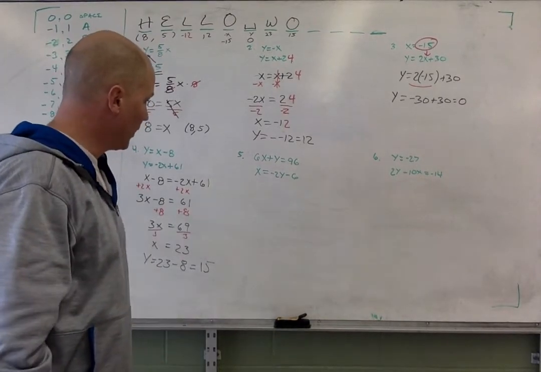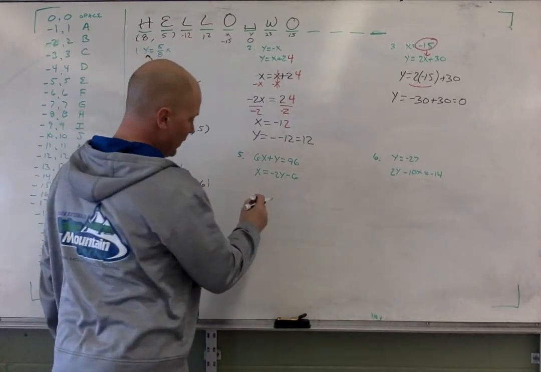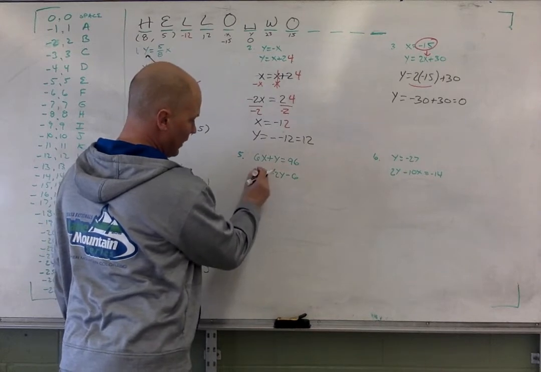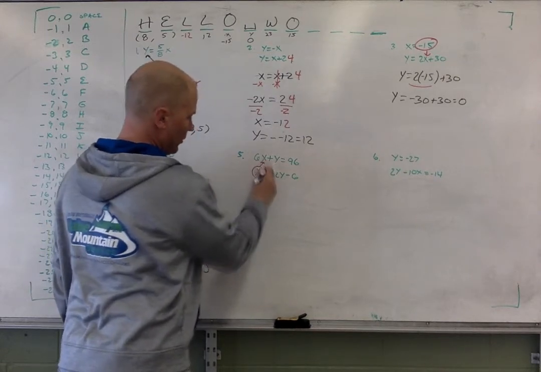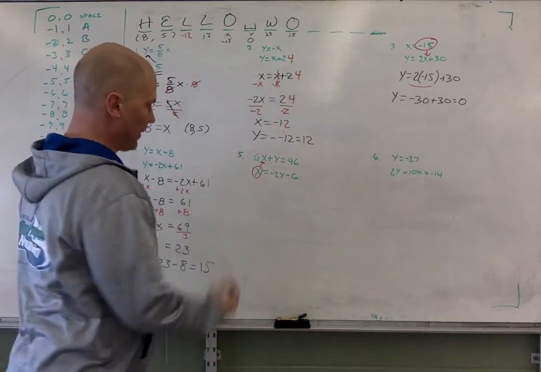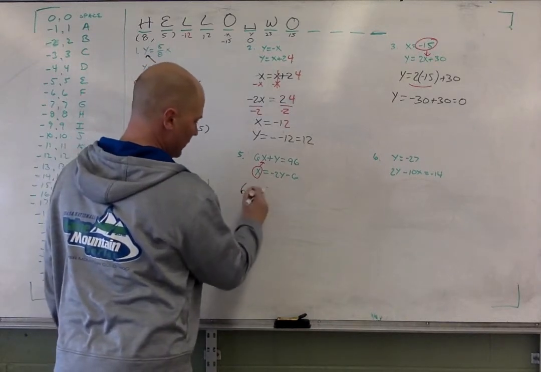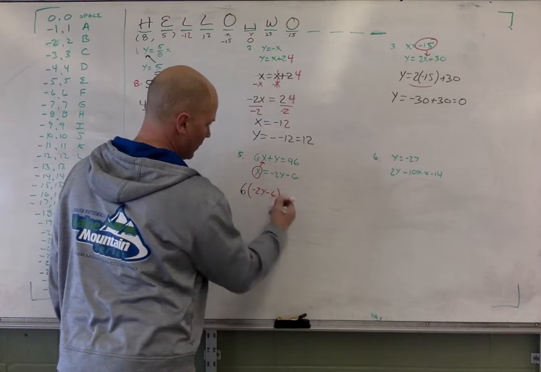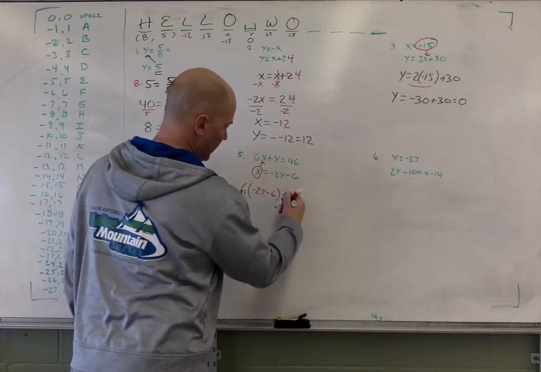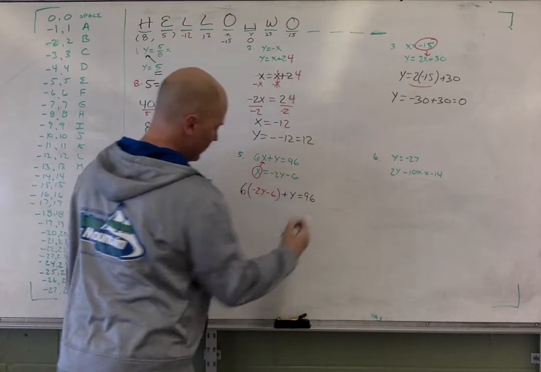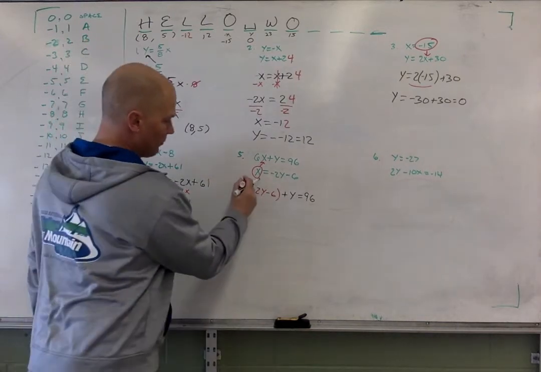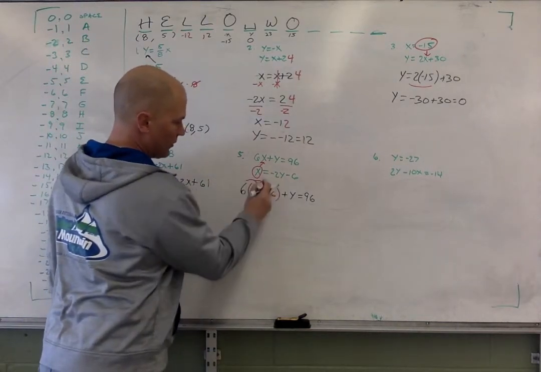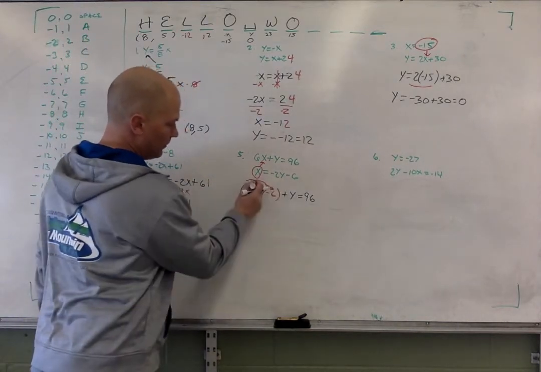So I'll do this one. This one's different in that it's solved for x. So we're going to plug in x like that. So we're going to start out with 6 times negative 2y minus 6, plus y equals 96. We need to remember to distribute the 6 to both terms.